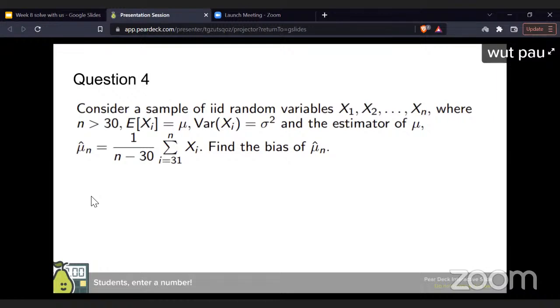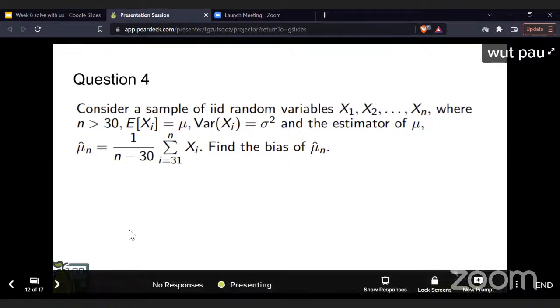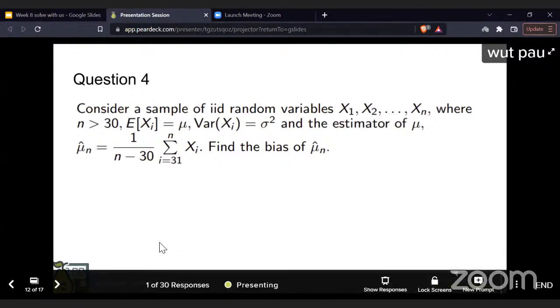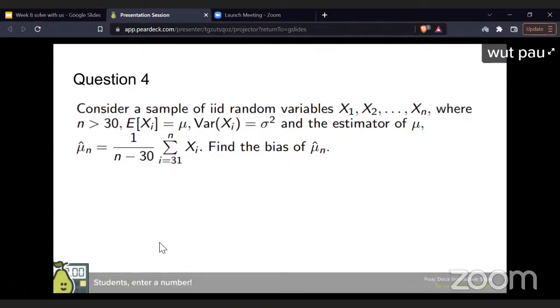This mu hat n is defined as 1 upon n minus 30 times the sum over xi, where i is varying from 31 to n. So what is the bias of mu hat n? You have to find the bias of mu hat n. Again, to find the bias, you know the formula, just plug in the formula and try to solve it.